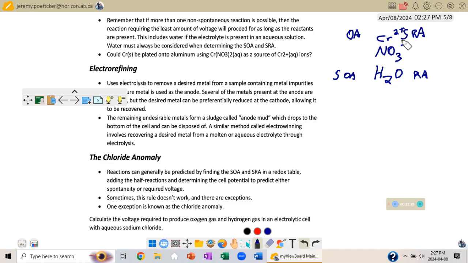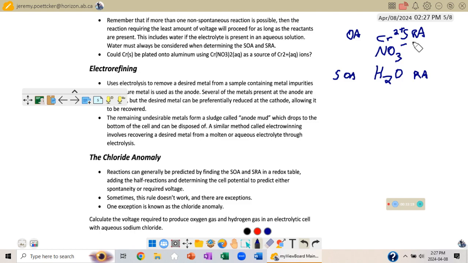Now, if I use chromium 2 plus as a reducing agent, I'm going to make that into chromium 3 plus. So I am not plating any chromium onto the aluminum. I guess I will change the color. I will generate some gas because I am going to reduce H2O. H2O is going to reduce and make me hydrogen gas. But I'm going to get hydrogen gas, I'm going to get hydroxide, and I'm going to get chromium 3 plus in this reaction, even if I use electrolysis. So we have to keep our eyes out for things like that.